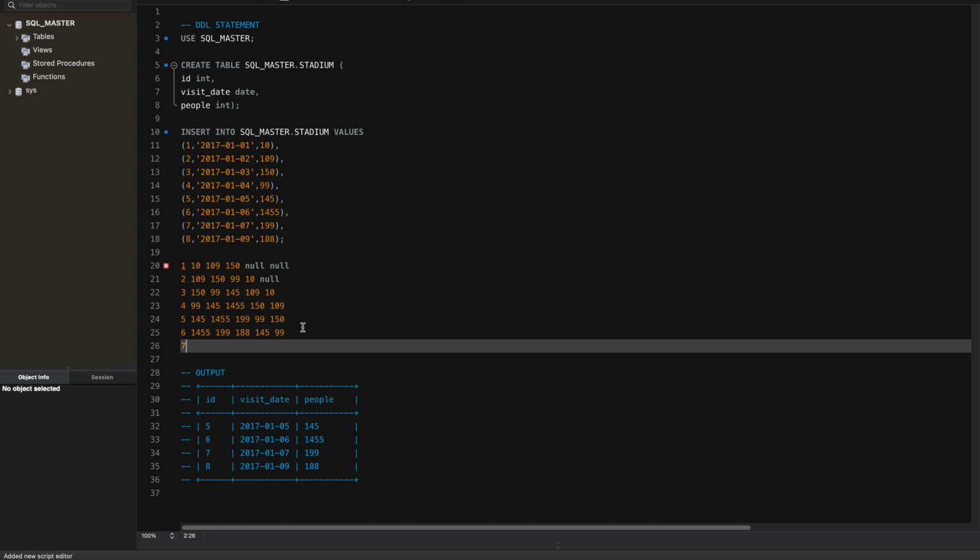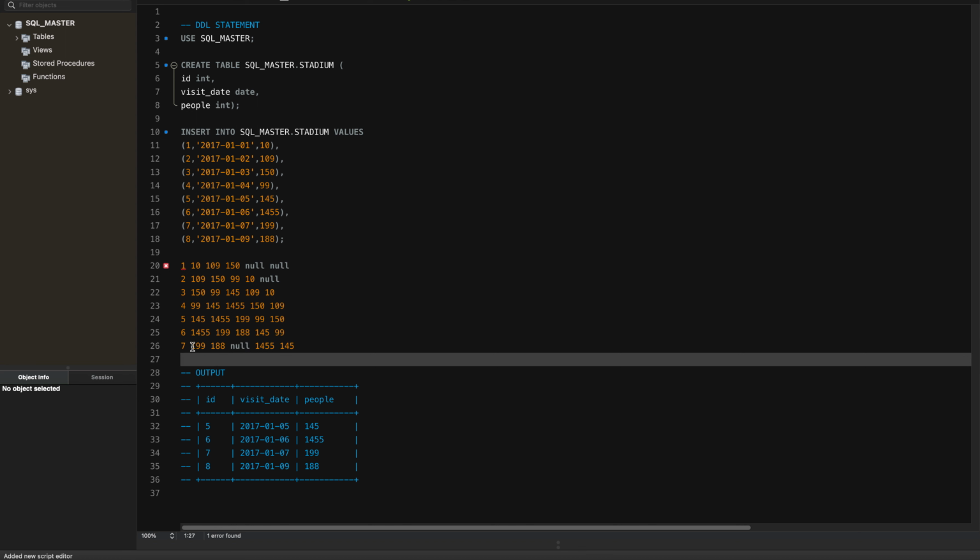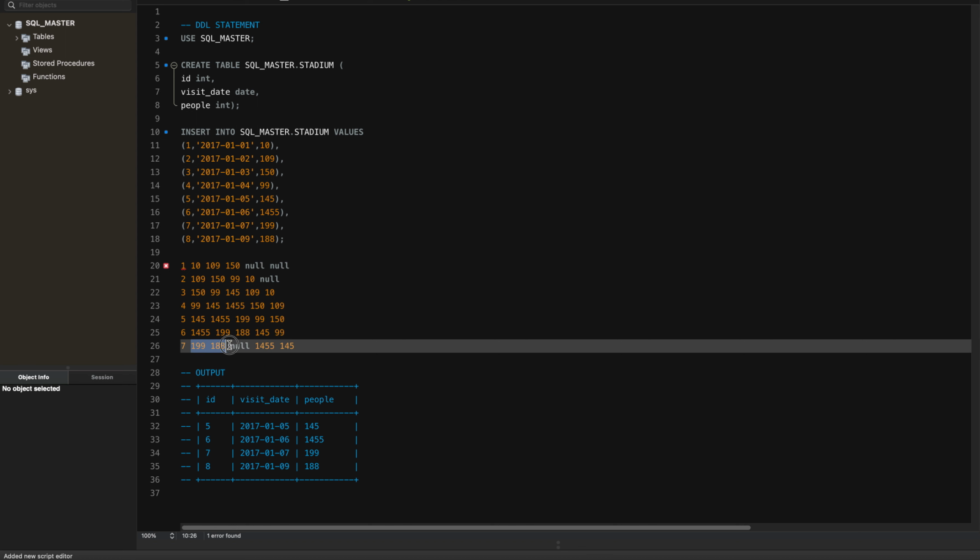If you look at row number 7, the current date is 199, next it's 188, next to next it's not there, so it's null. For 199, previous is 1455 and previous to previous is 145. If you look at this condition, for 199 the next day is 188 and next to next is null, so we cannot include the next 3 consecutive dates, right?